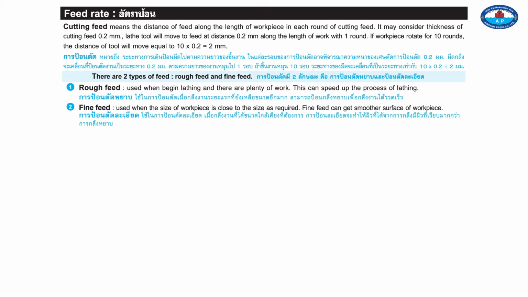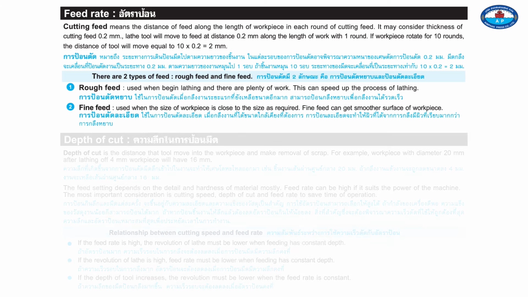There are 2 types of feed, i.e. rough feed and fine feed. 1. Rough feed. Used when beginning lathing and there is plenty of work. This can speed up the process of lathing. 2. Fine feed. Used when the size of the workpiece is close to the size as required. Fine feed can get a smoother surface of the workpiece.